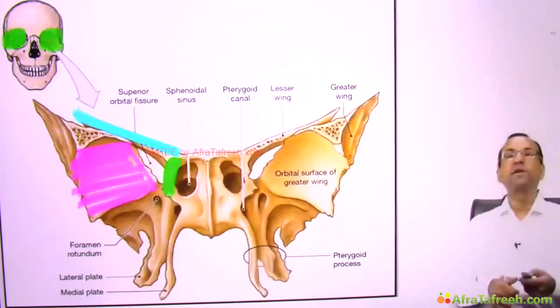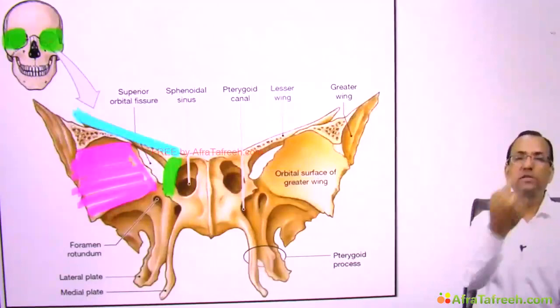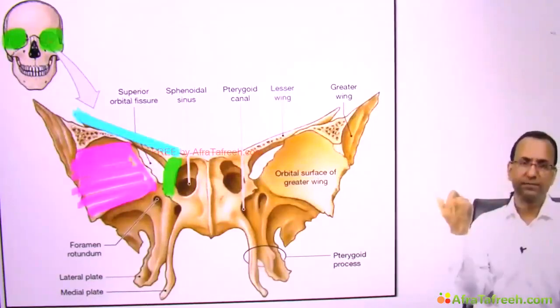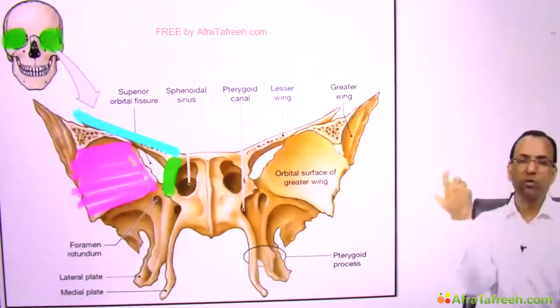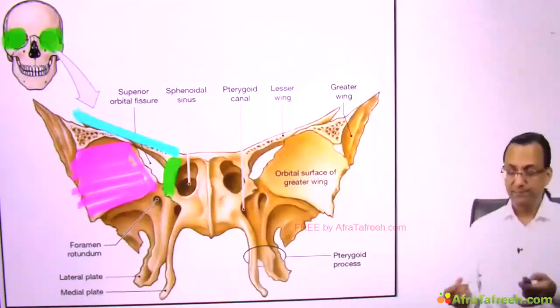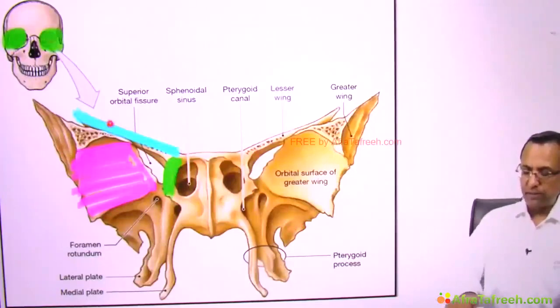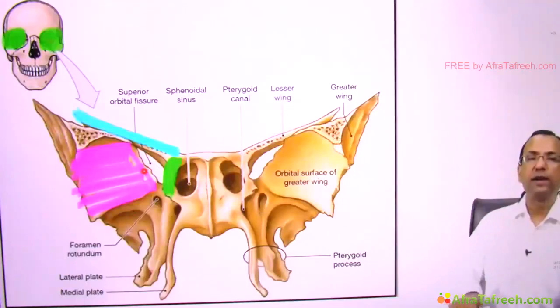So remember the three contributions of the sphenoid bone. If you remove the ethmoid, the nose bone, then you get the sphenoid. This is the sphenoid, front view. Yes, and see, the medial wall of the orbit is the body of sphenoid, the roof of the orbit is the lesser wing of sphenoid, and the lateral wall is the greater wing of sphenoid. Between the roof and lateral wall is the superior orbital fissure.